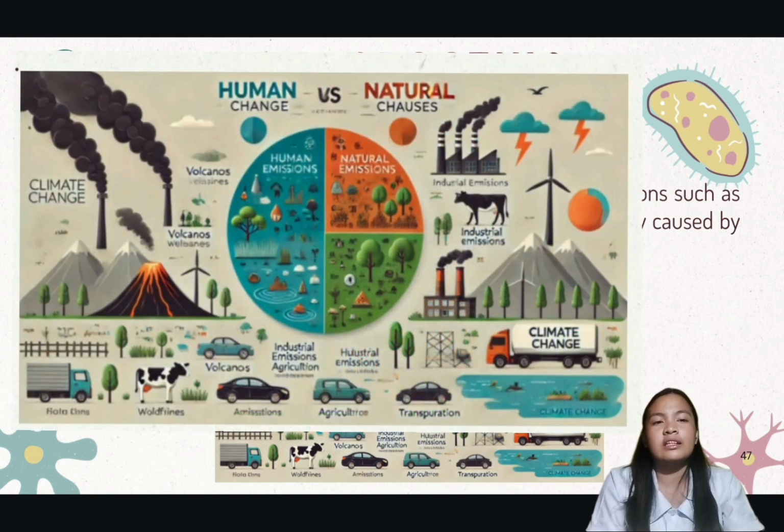And in the image or infographic, it compares human versus natural causes of change. It highlights human-driven emissions and land use changes. It contrasts this with natural factors like volcanoes or solar cycles, visually emphasizing that current rapid climate shifts are heavily weighted toward human influence.